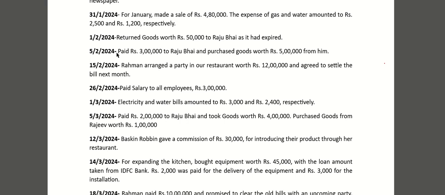I just want to mention that. Now let's see. On 5th February 2024, we did two things. What are they? We paid rupees 3 lakh to Raju Bhai, and at the same time we made a purchase of rupees 5 lakh from him. So we have to write two journal entries. For the first thing, we paid rupees 3 lakh to Raju Bhai. Everybody knows Raju Bhai is a liability of the business, so we have the obligation to make payment to him.